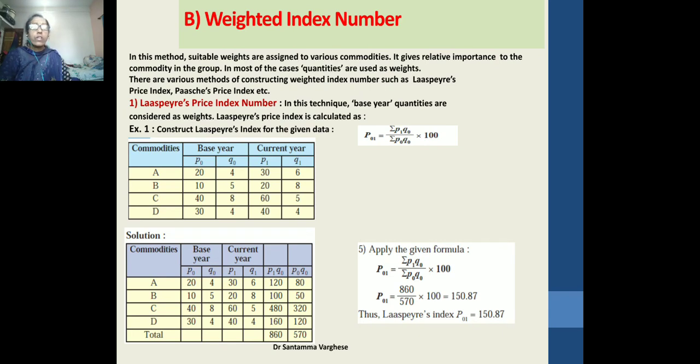Now, the steps to calculate this. Just see, in the slide you can see a calculator. Just hear the steps. First, out of the products P1Q1 of the different commodities, find out the products P0Q0, and add the products. We did that now.